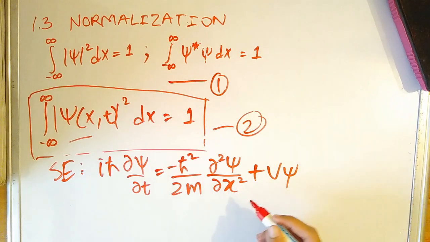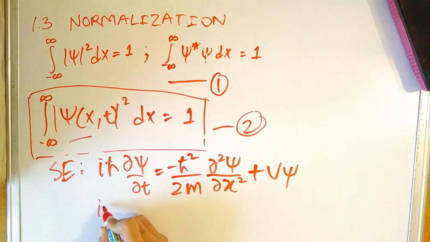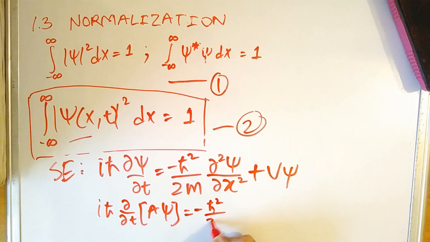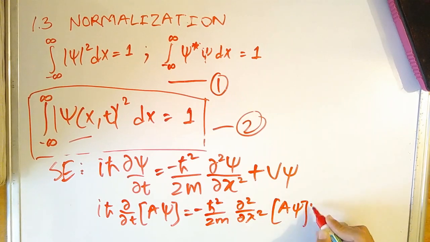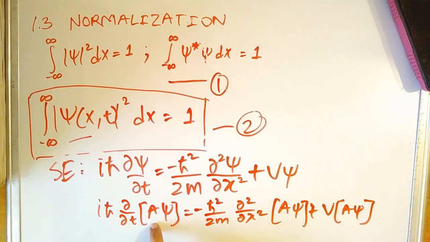Now even if we incorporate a constant multiplier in this equation, we can rewrite it as i h bar dou by dou t of A into psi, which is equal to minus h bar square upon 2m dou 2 by dou x square of A psi plus v into A psi. A here is the constant multiplied throughout the equation. So whatever solution we get, it won't make any difference.